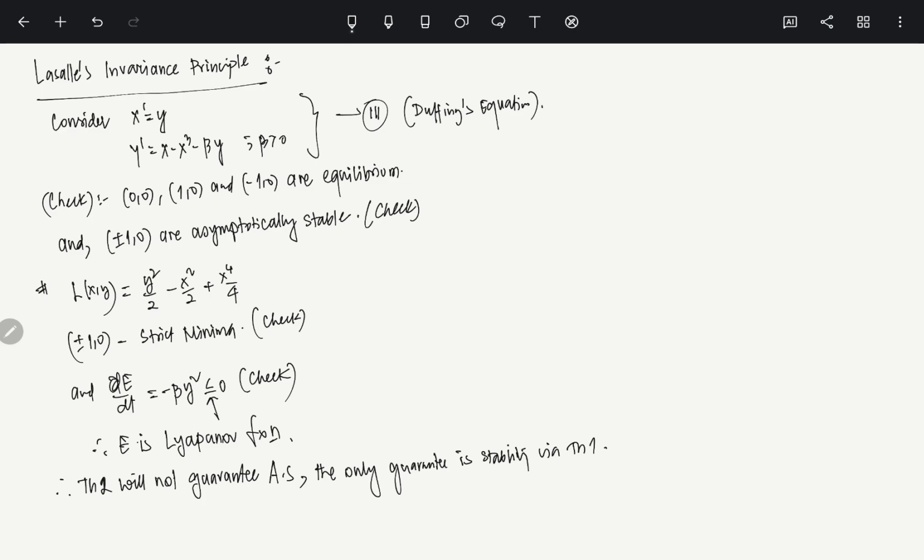But the thing is, we already know that it is asymptotically stable, so we are missing something. You understand? So what can we do? Let's see. These sort of situations are fairly common actually, and we can use something called Lasalle's invariance principle. So this actually, how do I put it?